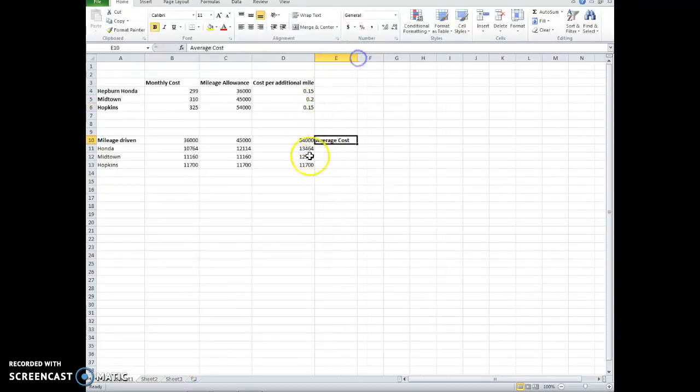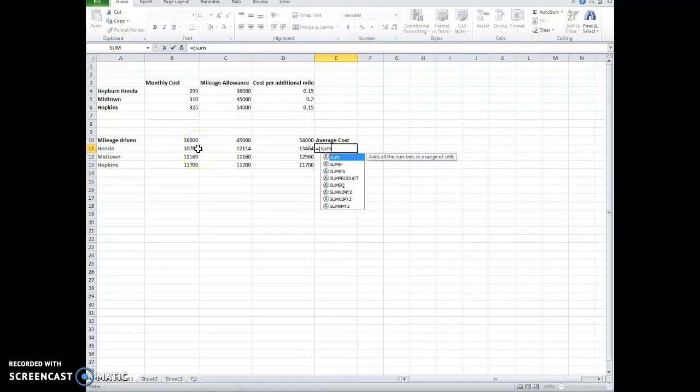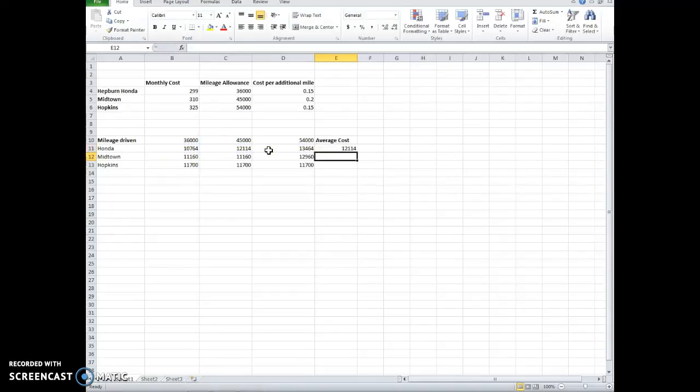So here we just do equals the sum of these three cells. So the sum of these divided by 3. And then copy that down for each of them.